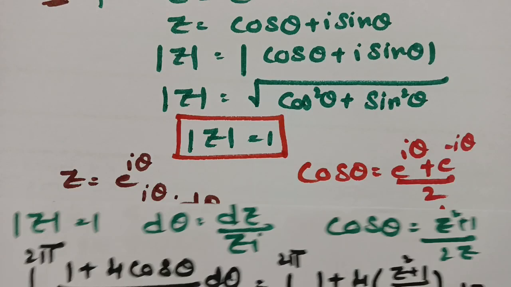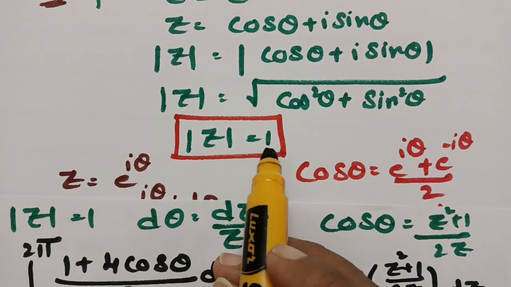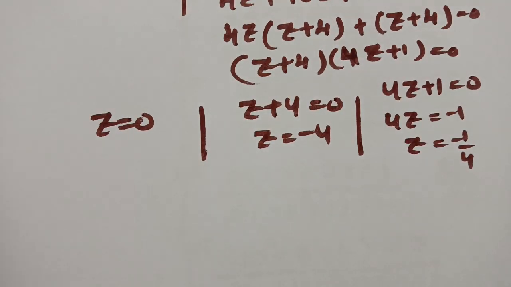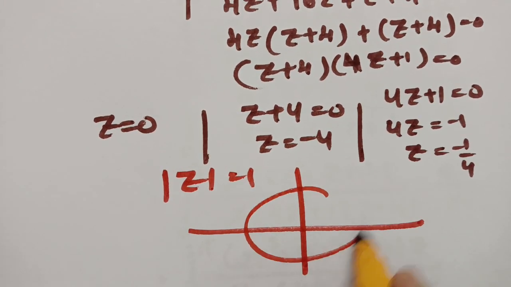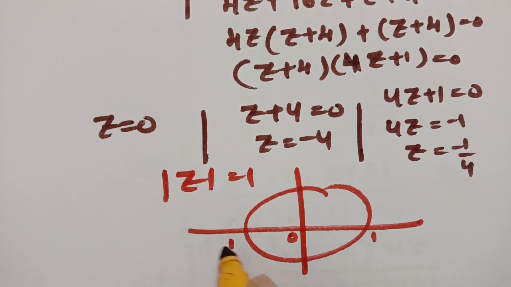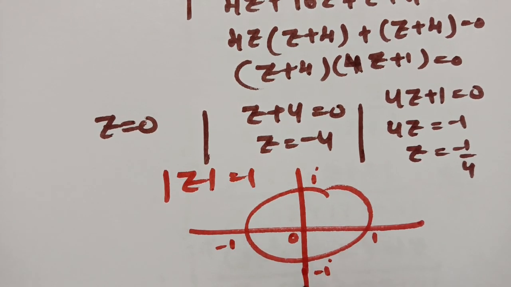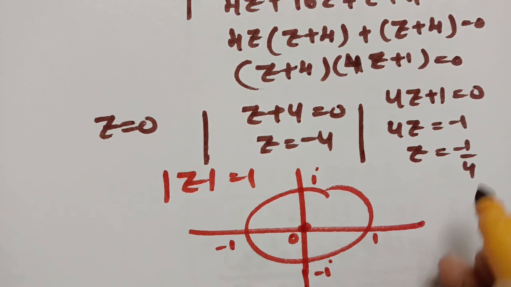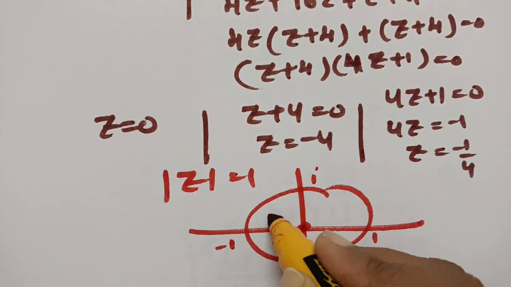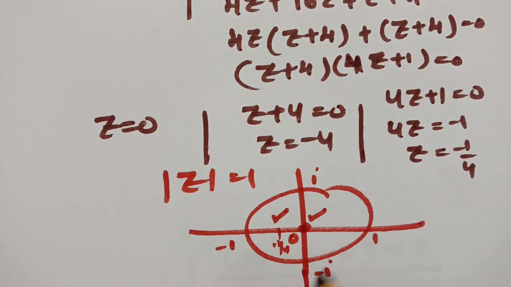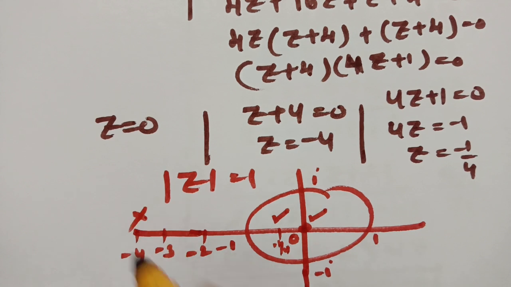First thing, the region is a circle with center 0 and radius 1. So let us go through it. The region here is mod z equal to 1, a circle with center 0 and radius 1. So this is minus 1, this is i and this is minus i. Here, 0 is within the region, and minus 1 by 4, that is minus 0.25, is also within the region. And minus 4 is minus 2, minus 3, minus 4, so this is outside the region.